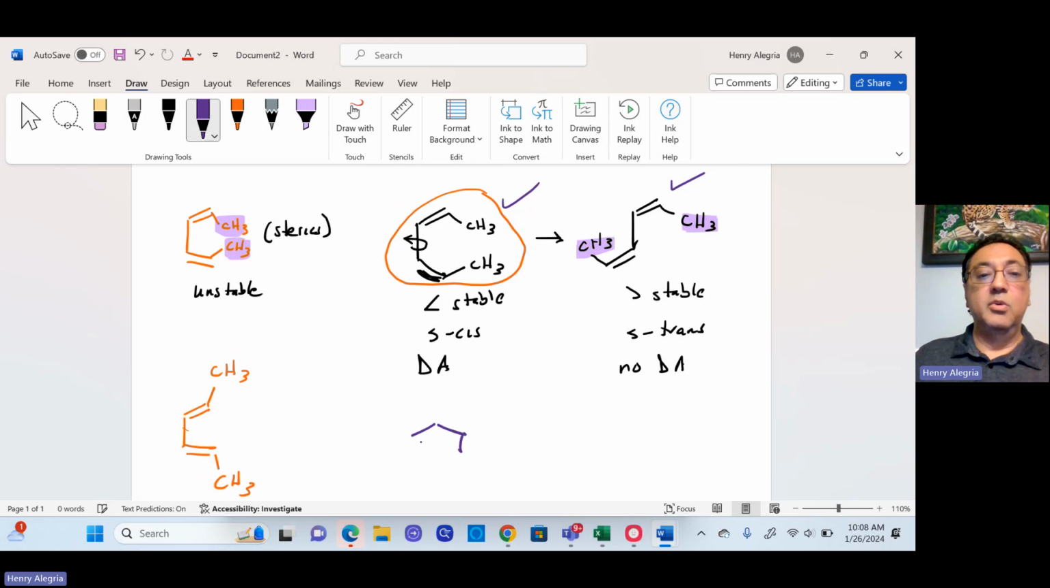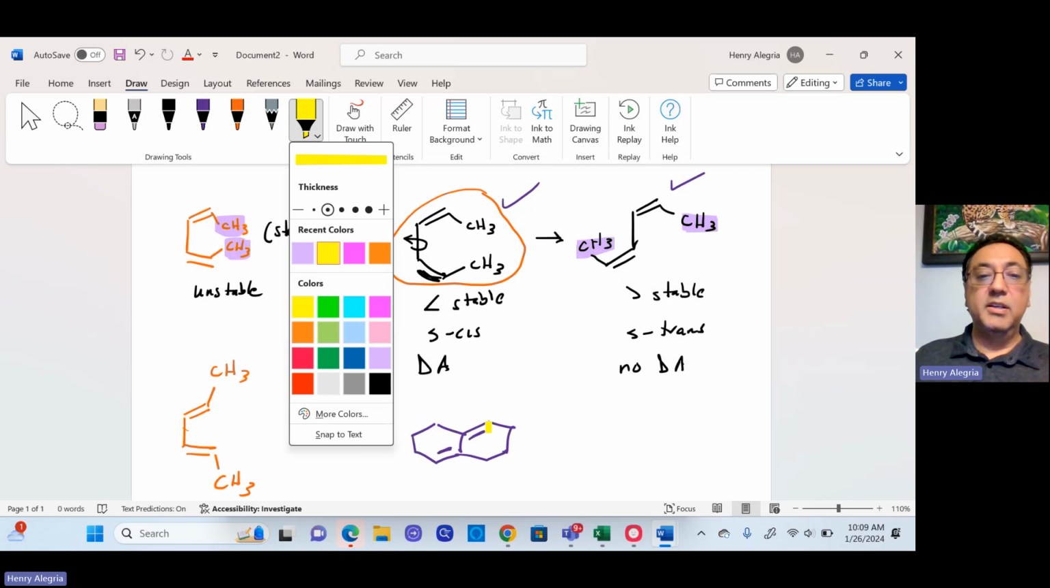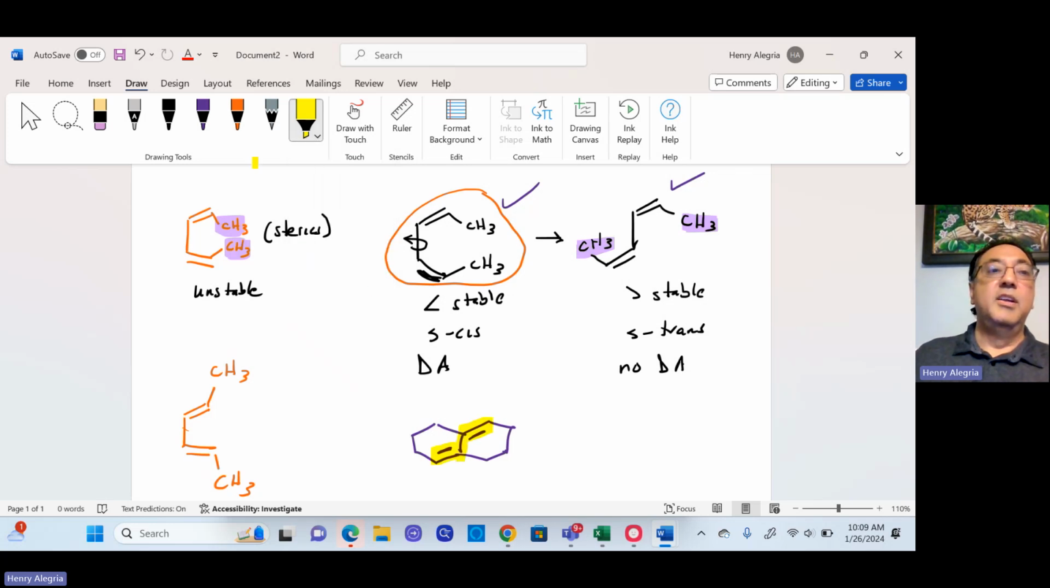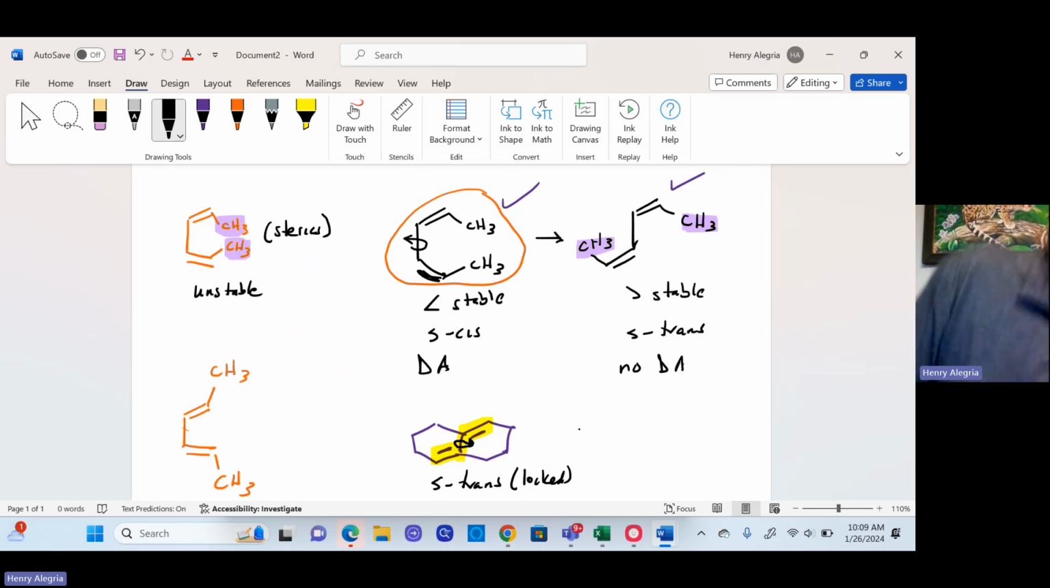But consider a molecule such as this one. Now, the problem with this one is that if you really focus on the conjugated part, here, here, and here, you notice that this is in the S-trans configuration. What is the problem? There is no way this could actually do a rotation around that single bond. That will not happen because it's two rings that are fused. So this is actually locked in an S-trans configuration, and therefore it will never undergo any kind of Diels-Alder reaction.